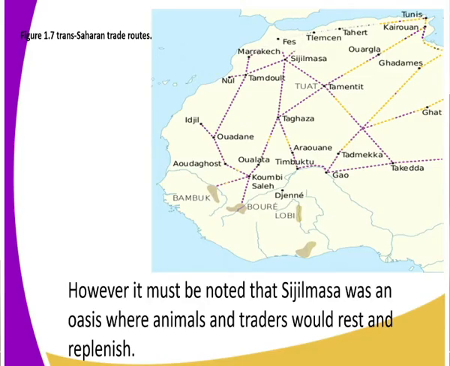Now, if you can get to see, Sigilmassa as a town or as a center always featured in all those trade routes. What was unique about Sigilmassa? So we must know that Sigilmassa was an oasis where these animals and traders would rest and replenish, right? What does that mean? Remember, Trans-Saharan trade, it was a long and tiresome journey, right? So these animals, the pack animals and also the traders needed time to have a rest and also replenish for them to continue with their journey.